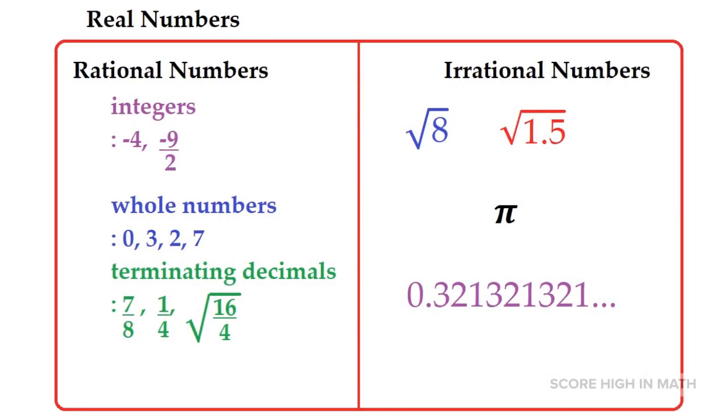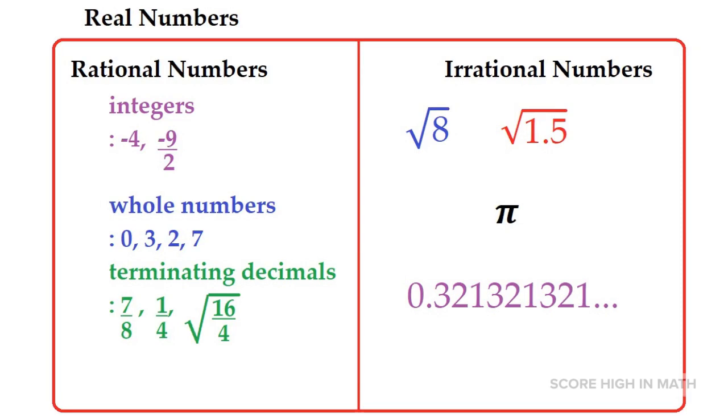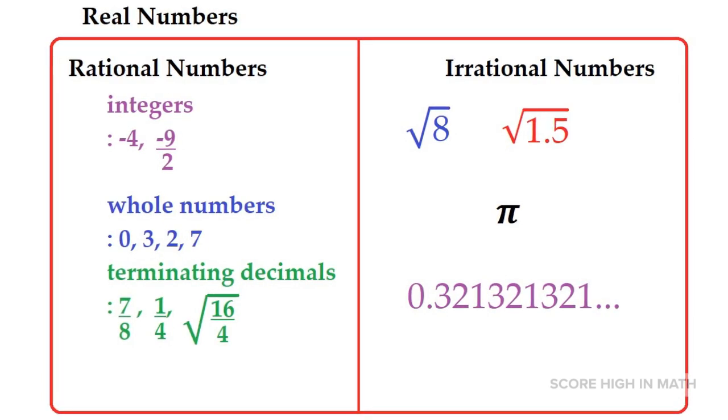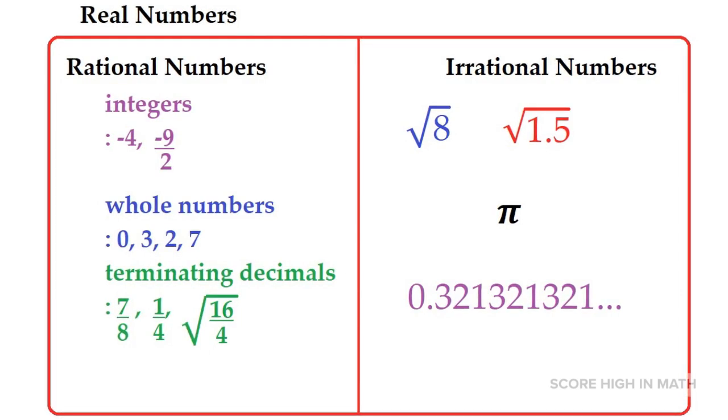We have two types of real numbers, the rational and irrational. Let us discuss first the rational numbers. These are the integers, whole numbers, and terminating decimals. For example, -4, -9/2, which is -4.5, whole numbers, which is 0, 3, 2, 7, and others.